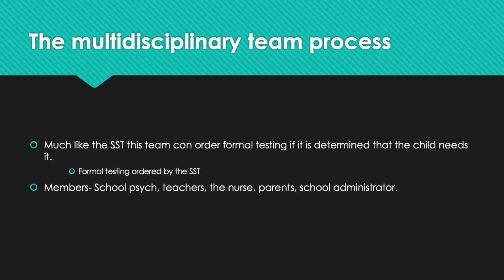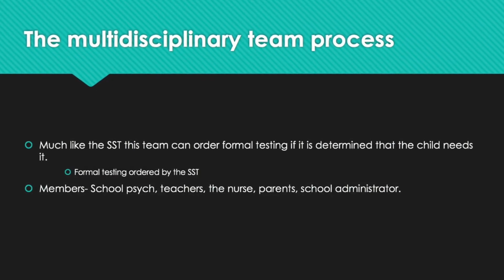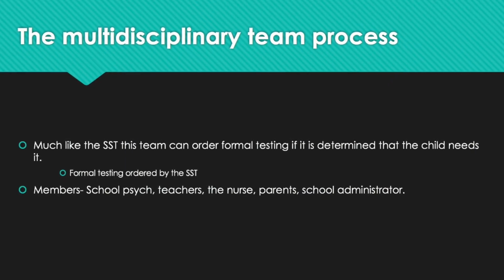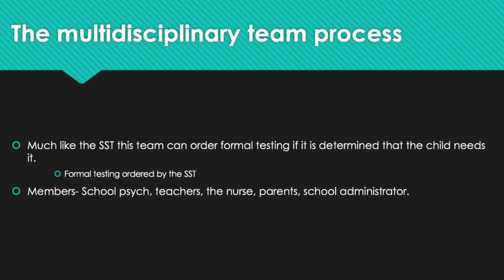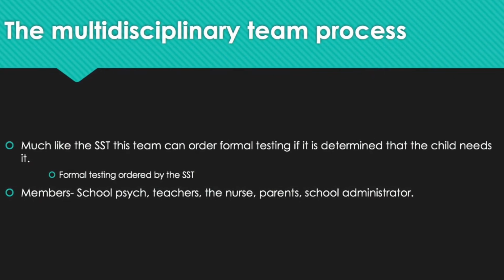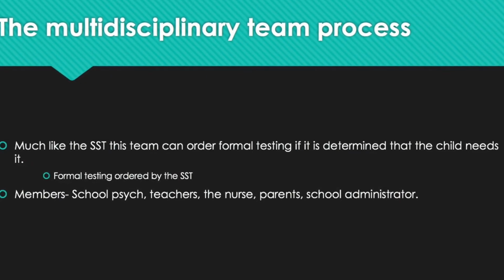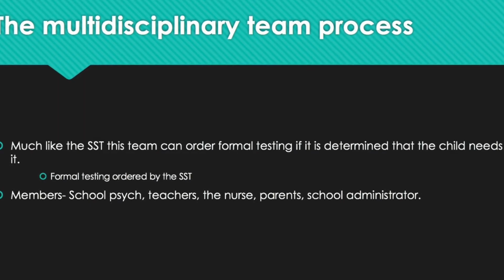The multidisciplinary team process, much like the student study team, can order formal testing if it's determined that the child needs it. Formal testing is ordered by the student study team. Members include the school psychologist, teacher, the nurse, parent, and the school administrator.